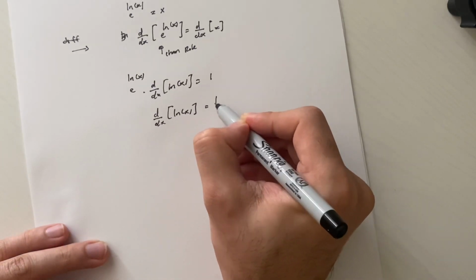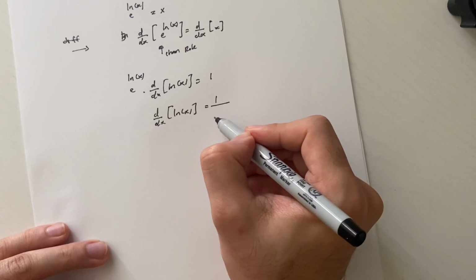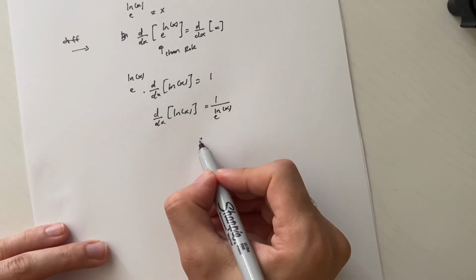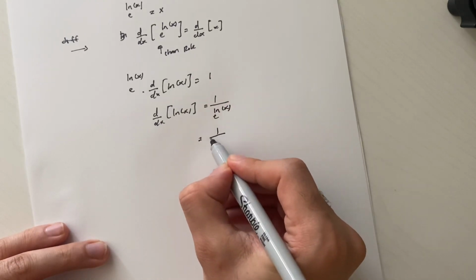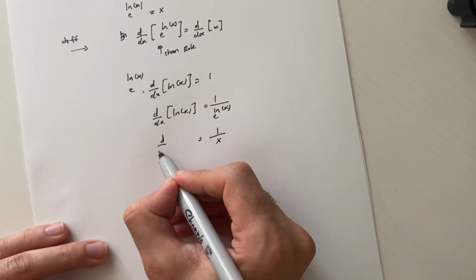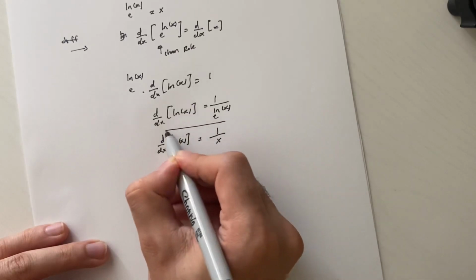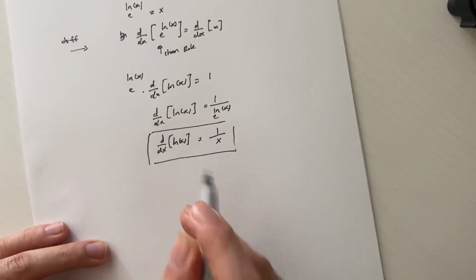Now we want to move e to the natural log of x to the other side, so we have to divide by this term. And remember that e to the natural log of x is the same as x. Therefore, the derivative of natural log of x is 1 over x.